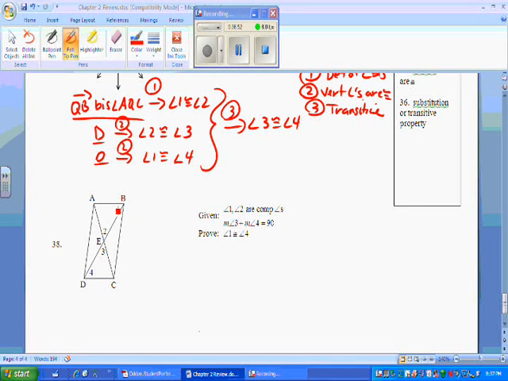Last but not least, 1 and 2 are complementary, so these two add to equal 90. 3 and 4 are complementary. We want to prove that 1 and 4 are congruent. Well, what else do we know? That 2 and 3 are vertical, so let's use that complement rule.